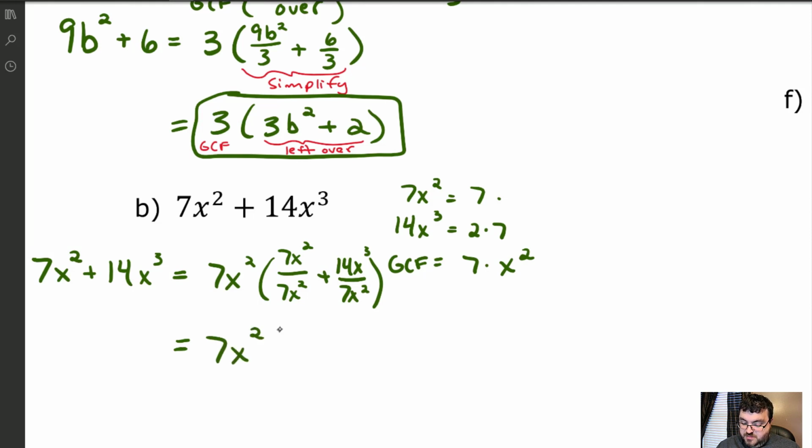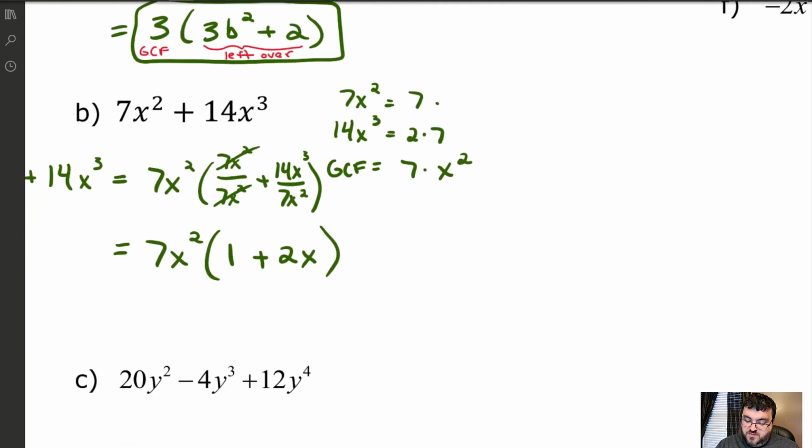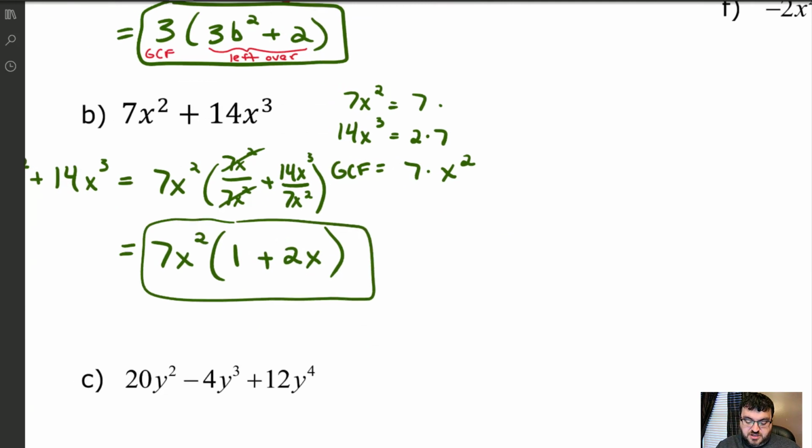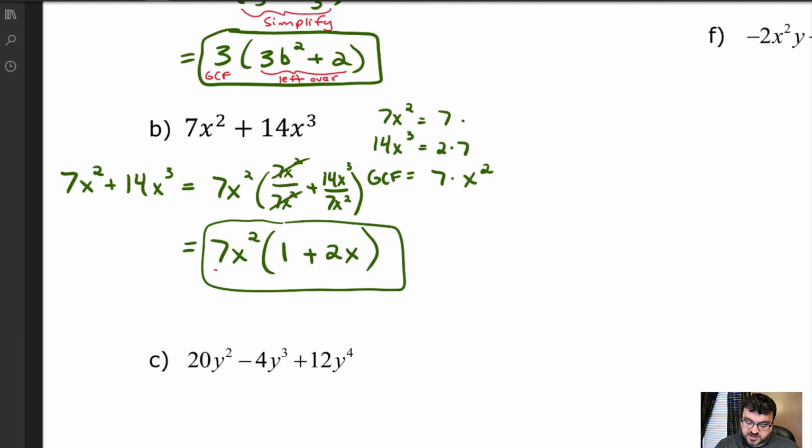A lot of times I think about it in my head like, what's going to happen when I factor 7x squared out of 7x squared? Well, that's just going to be 1, because 7x squared divided by 7x squared is 1, plus 14 divided by 7 is 2, and x cubed divided by x squared will be x by itself. So this will be what you get when you factor out the GCF of an expression. You'll have the GCF on the very outside, and then inside a set of parentheses will be what's left behind. And if you ever feel like, I don't know if I'm doing this right, you can check it by multiplying.